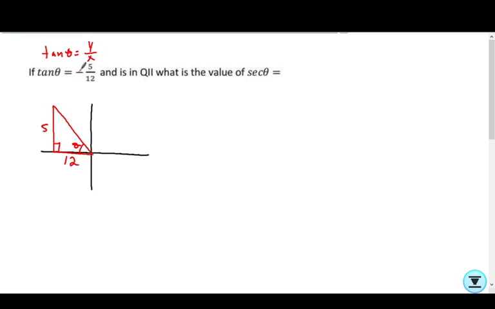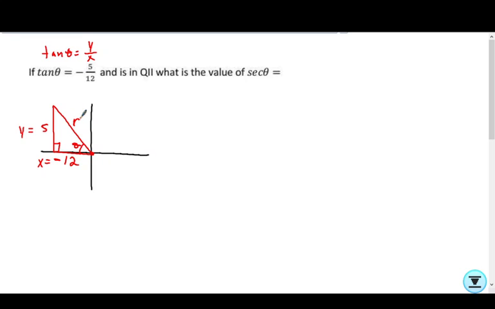One of these has to be negative, because if both of them are negative, you get a positive number. We're in quadrant 2. In quadrant 2, is the y value negative or the x value? The x value is negative. So we know this is negative 12, and the y value is positive 5. That makes sense, because 5 divided by negative 12 is negative 5 over 12.